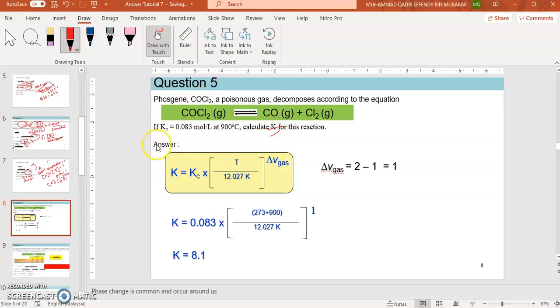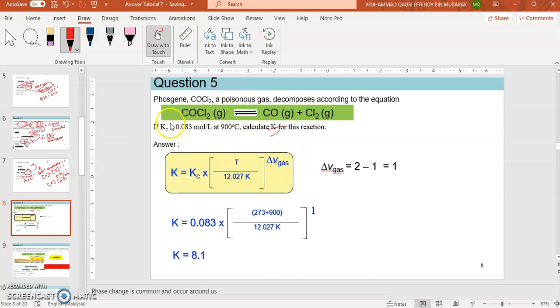So here is the Kc. Kc is the equilibrium constant at concentration. We already know the formula: Kp equals Kc times (RT) to the power of delta n gas, where R is 0.08206 and T is in Kelvin.